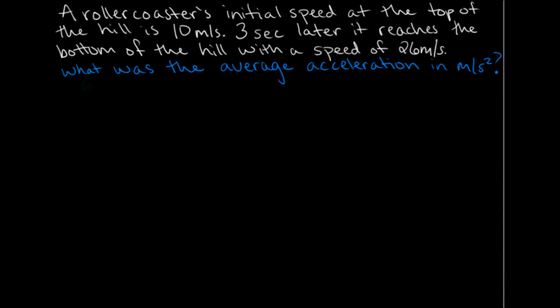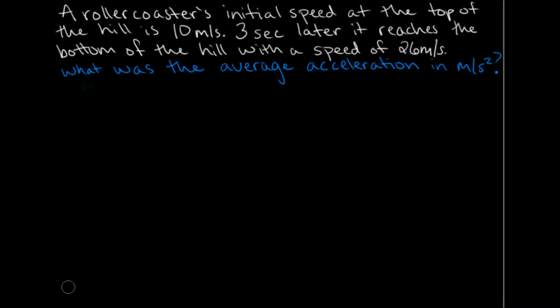Okay, so this first problem we're going to do is a roller coaster's initial speed at the top of the hill is 10 meters per second. 3 seconds later, it reaches the bottom of the hill with a speed of 26 meters per second. What was the average acceleration in meters per second squared?